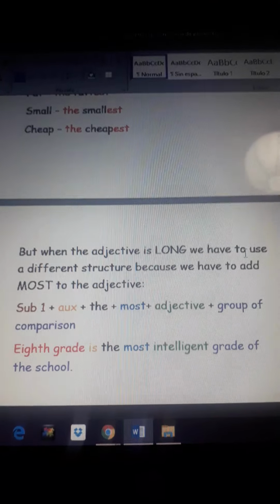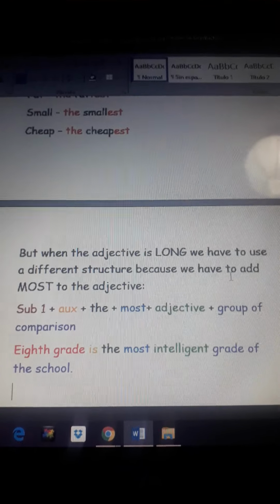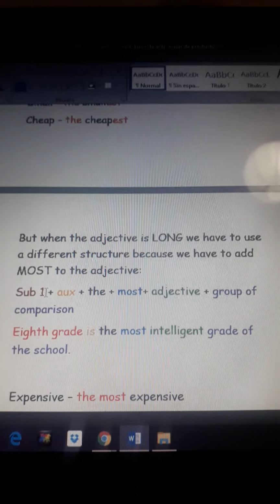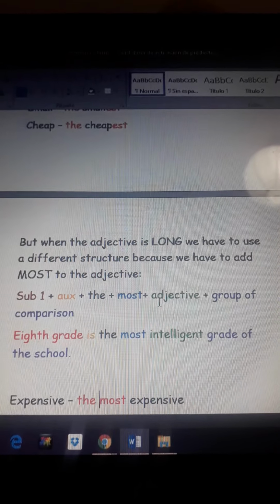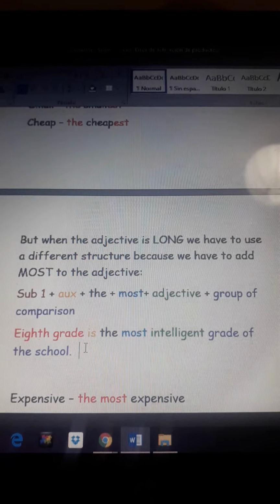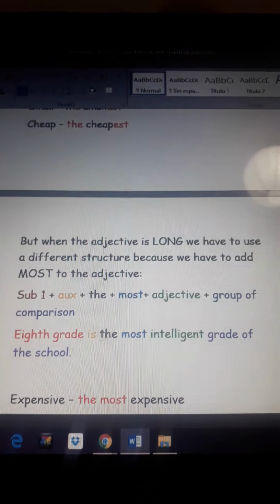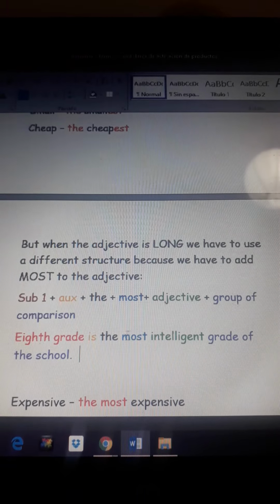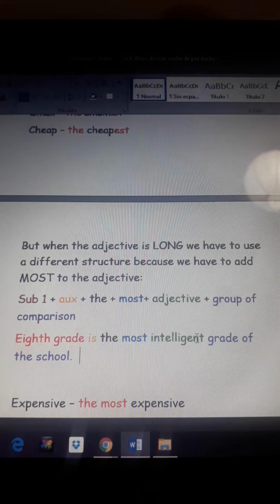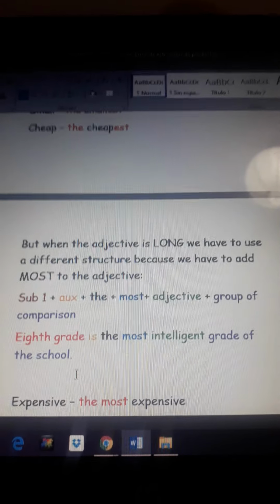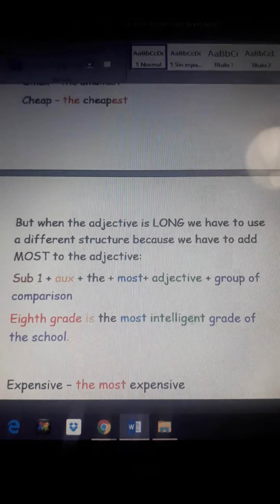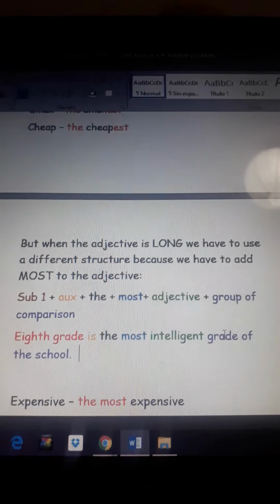And the same happens when the adjective is long: we have to use a different structure, because we have to add most instead of est. The same: subject 1 plus auxiliary plus the plus most plus the adjective plus the group of comparison. For example, eighth grade is the most intelligent grade of the school. Is is my auxiliary, and don't forget most, I am using it because the adjective is long. So I am saying that you are the best in the school. I want you to show me that that's true.